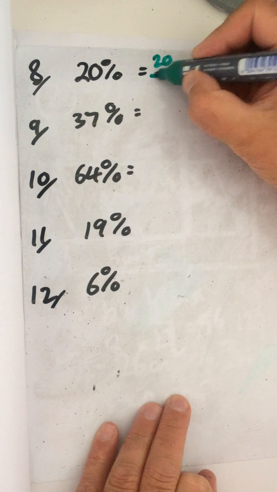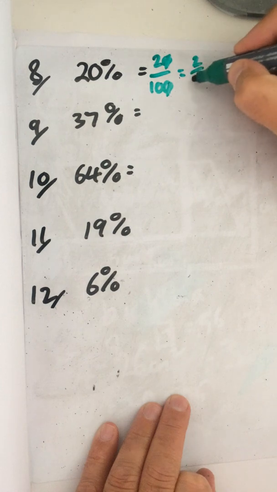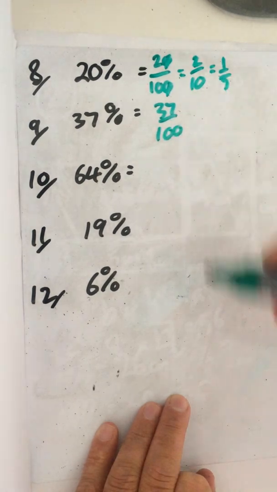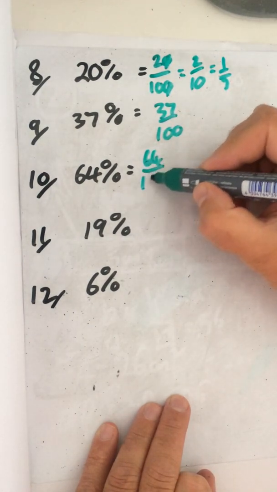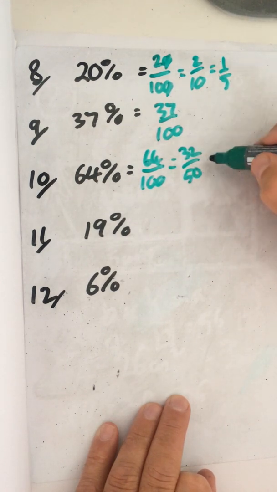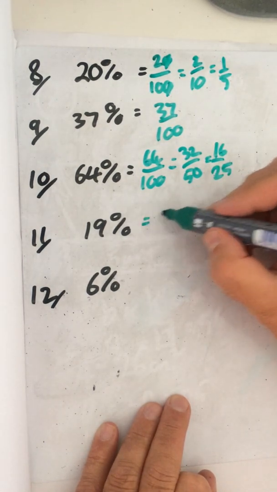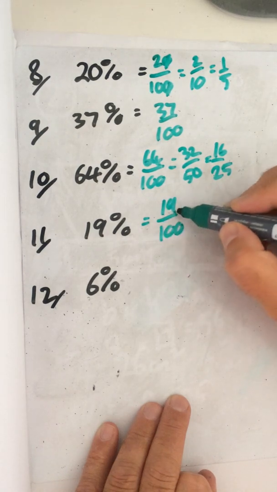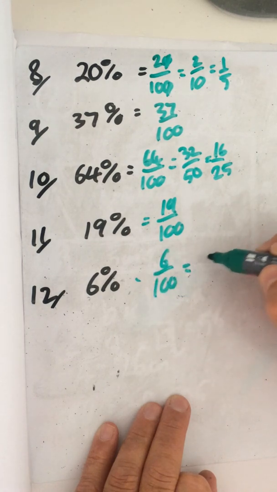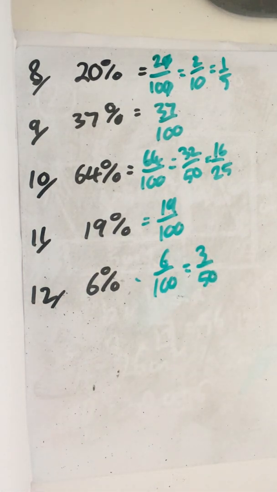Right, let's have a little look. This one we're going to put over 100, 20 over 100. We can clearly simplify, divide both by 10, 2/10. We can go again, 1/5. 37 over 100, can't go any further. 64 over 100, we know we can go further, so we halve both. 32 over 50, halve it again, 16 over 25, can't simplify any further. 19 over 100, can't simplify any further, so that's our answer. 6 over 100, halve it, 3 over 50. So they're the answers for those. Give them a tick, please.